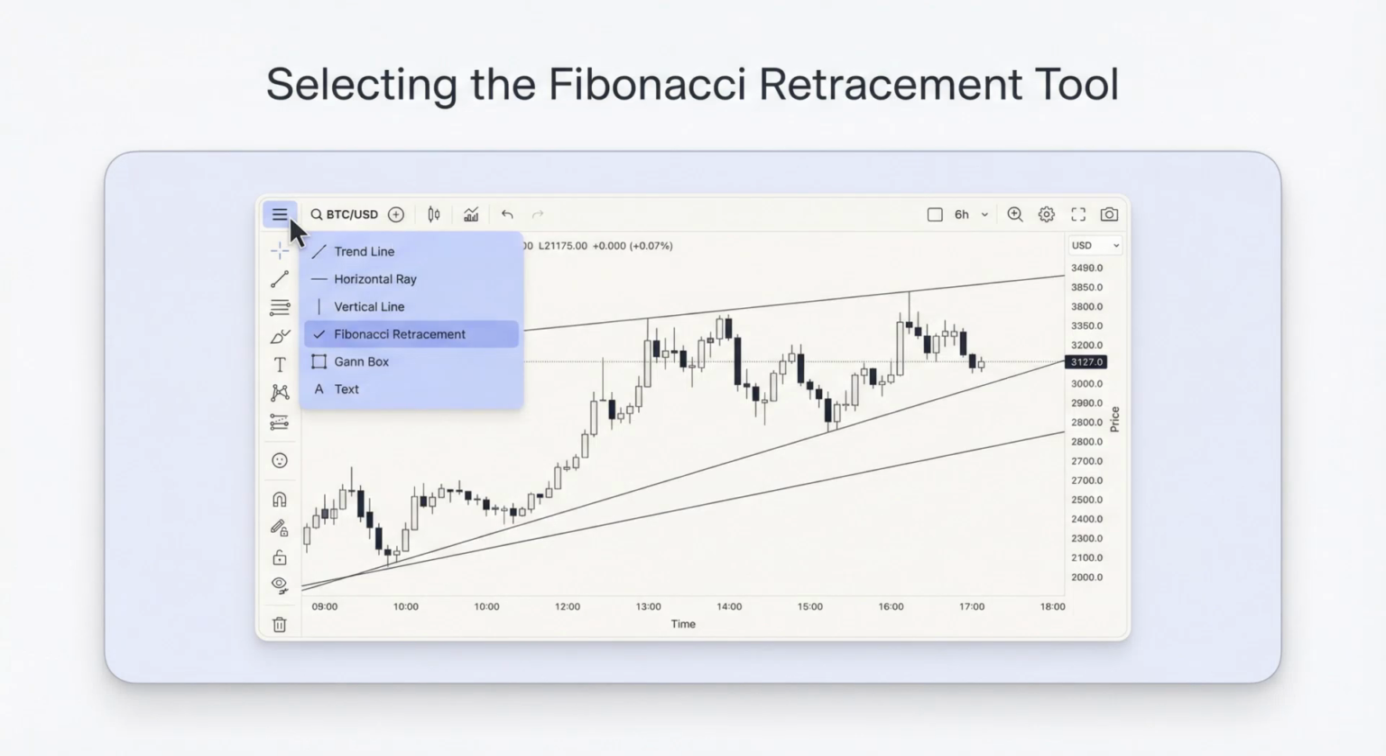Applying the Fibonacci retracement tool to a trading chart is straightforward. On most charting platforms, you simply open your screener, navigate to the drawing tools on the side, and select the Fibonacci retracement option. This powerful tool serves two primary purposes for analysts: identifying potential support zones after a price swing and projecting future target levels following a breakout.